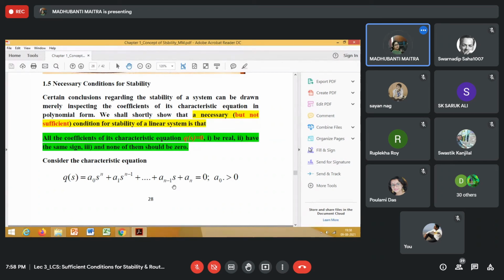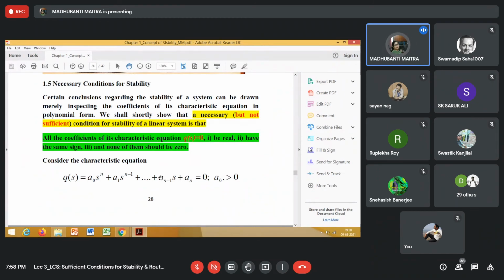Do you agree? Yes, ma'am. So in that case, the system cannot be said to be a stable one, an asymptotically stable one. At best, the system will be a limitedly stable one or marginally stable one.